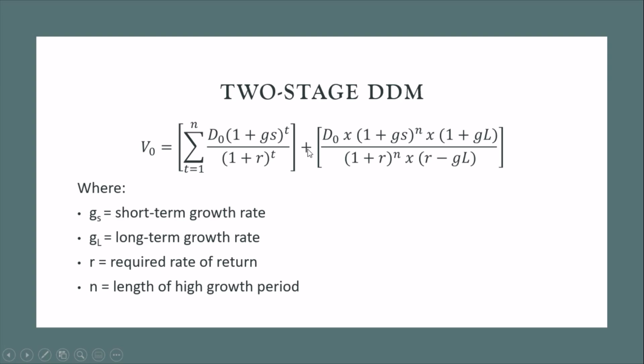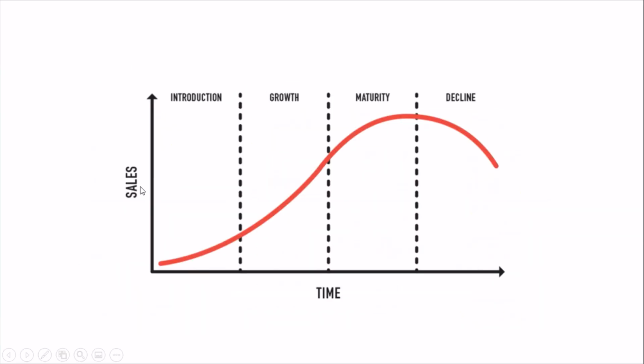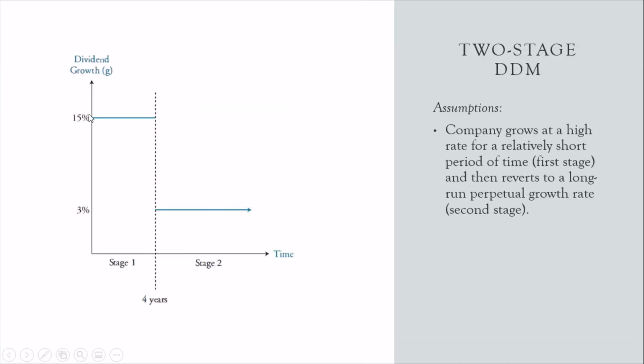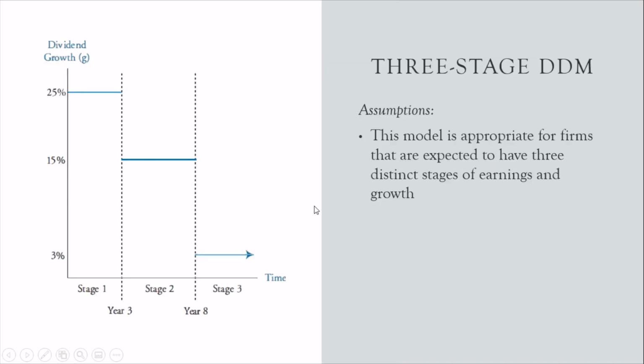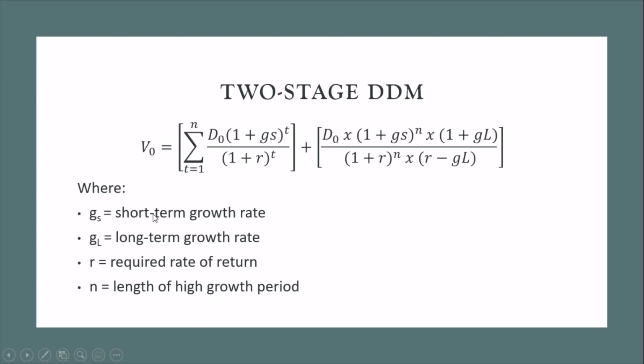Okay. So, as you can see, dito sa 2-stage DDM, napaka-complicated naman ng ating formula, no? Kasi kung titignan natin yung graph natin kanina, dito sa 2-stage, from 15%, magiging siyang 3%. Okay? Kaya dito sa formula, we have a short-term growth rate. Okay? Ito yon, GS. So we're just gonna simply add all of the dividends plus 1 plus the short-term growth rate divided by 1 plus the required rate of return.